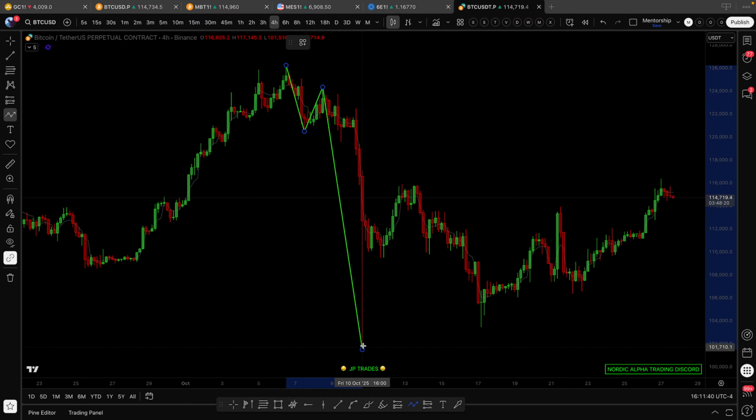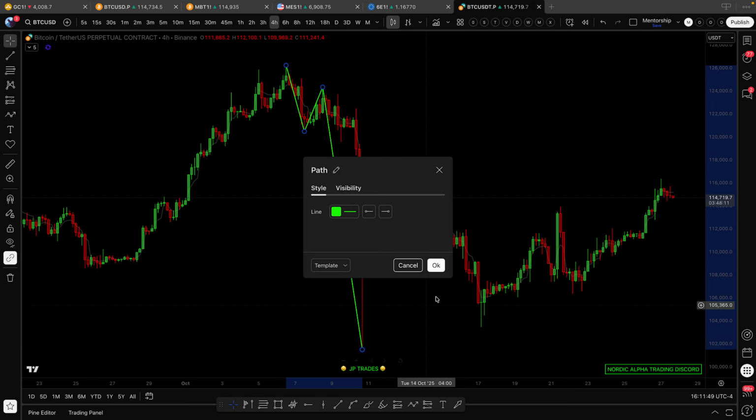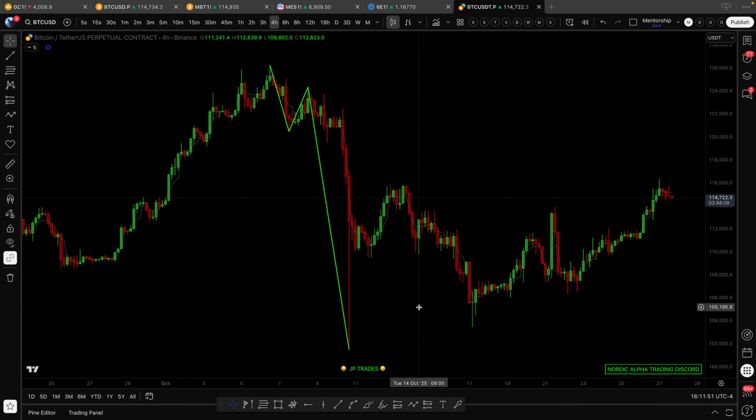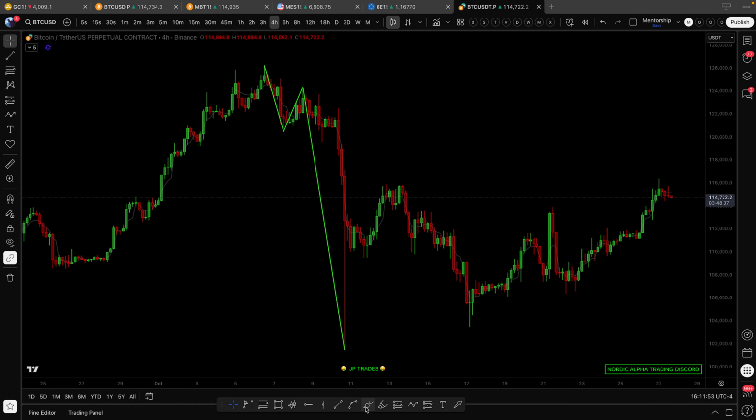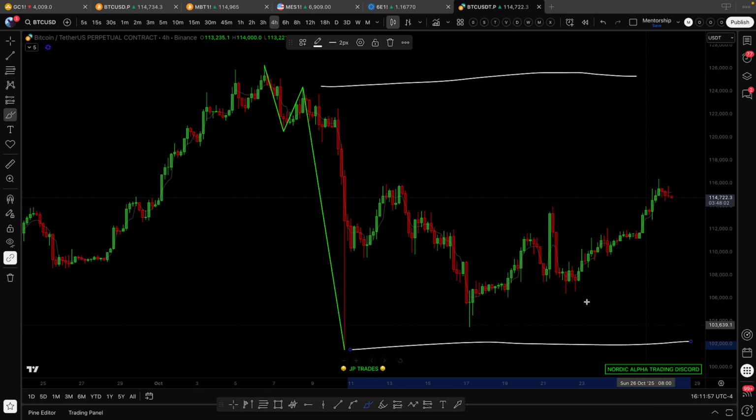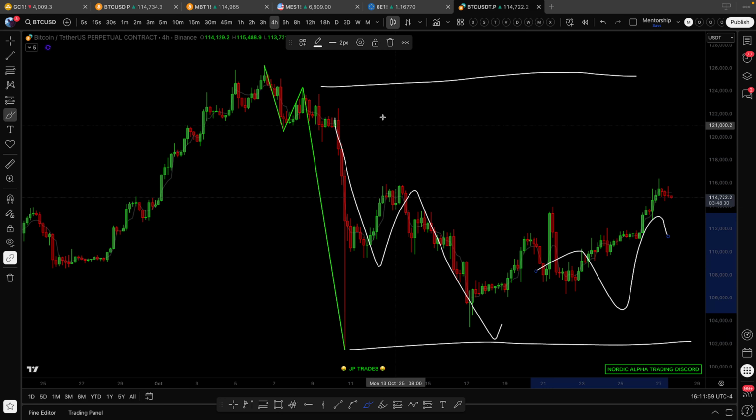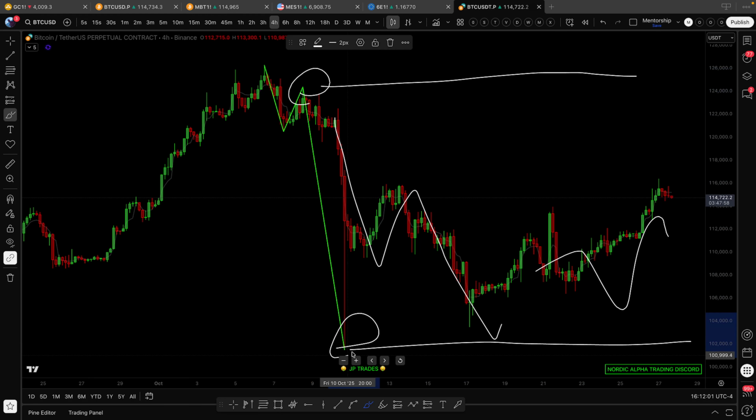Now, on the 4-hour structure, we ask ourselves again, did we break this low or did we break this high? We have done neither yet. So that is our 4-hour structure. Everything that is inside here is internal structure to your previous high and your previous low.